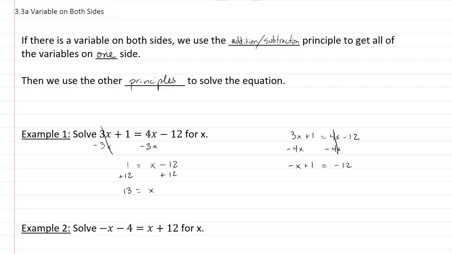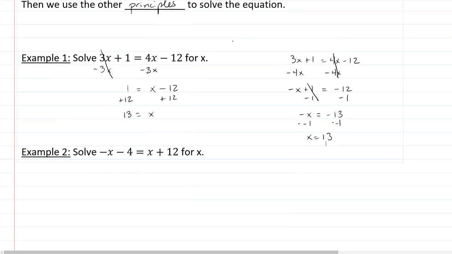From here, we use the subtraction principle to cancel out the 1 and get the x term by itself. So we have negative x equals negative 13, since negative 12 minus 1 is negative 13. Now we use the multiplication principle and multiply both sides by negative 1, and we get x equals 13. So here we went in a totally different way but got the same solution. It is fine to do this.